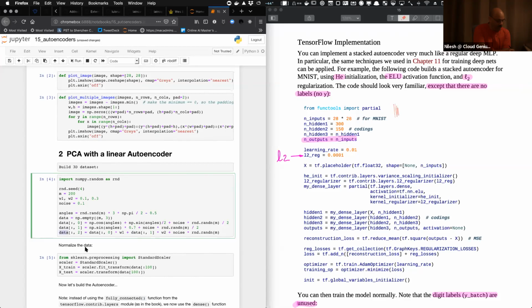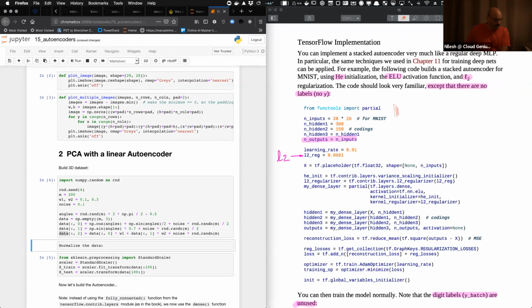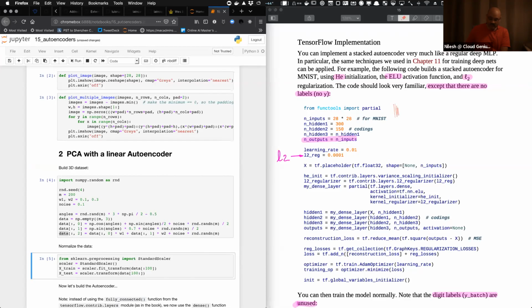And then we will normalize the data. So let's first generate the data set and then normalize it. The normalization happens through StandardScaler, which is part of your scikit-learn library. So we use scikit-learn here, the StandardScaler, to standardize the data set.